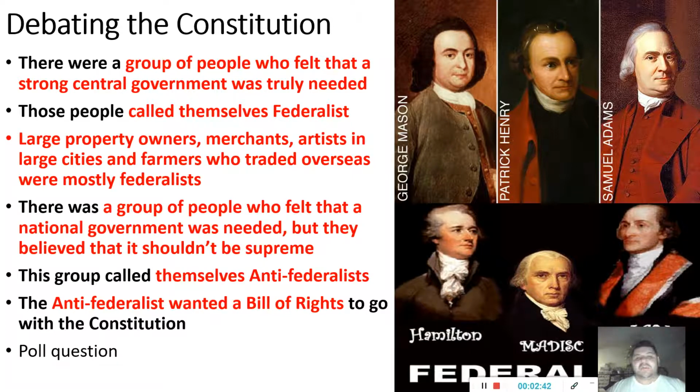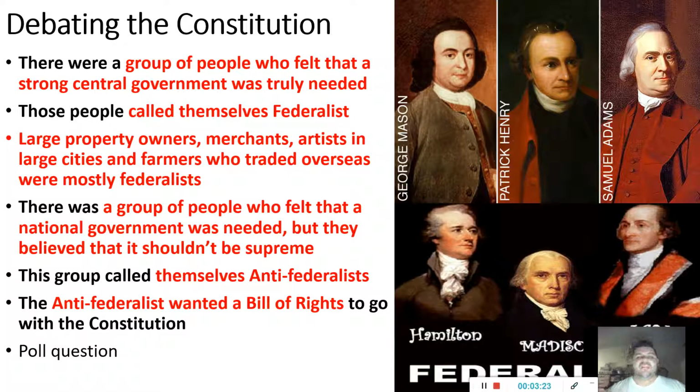Okay, the kind of people who supported the Federalists were large property owners, merchants, artists from big cities. Again, you have to remember back then, and farmers who traded internationally, who traded overseas. Not just farmers who sold things to other colonies. No, we're talking about Spain, France, England, Belgium, things like that. Those people were primarily Federalists, not all, but a large portion of them.